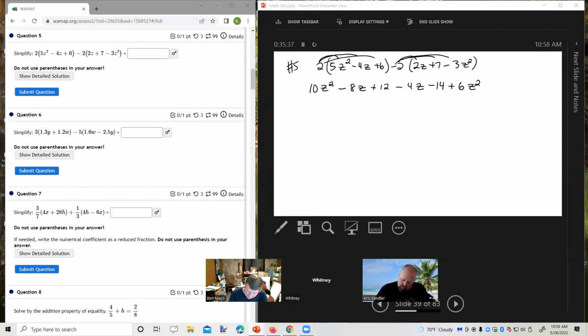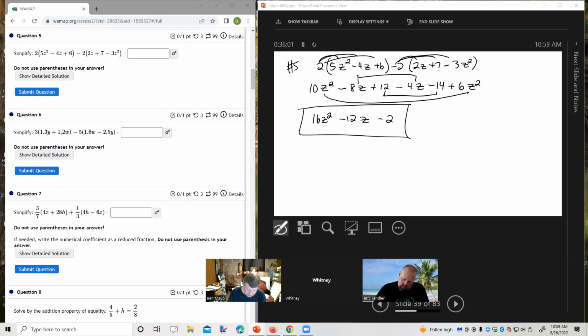Now I'm going to combine like terms, and I'm going to write them in descending powers of the variable. So I'm going to do the z squareds first. 10z squared plus 6z squared is 16z squared. Minus 8z minus 4z is minus 12z. And then plus 12 minus 14 is minus 2. So 16z squared minus 12z minus 2.